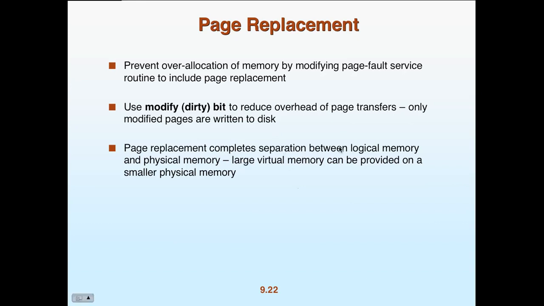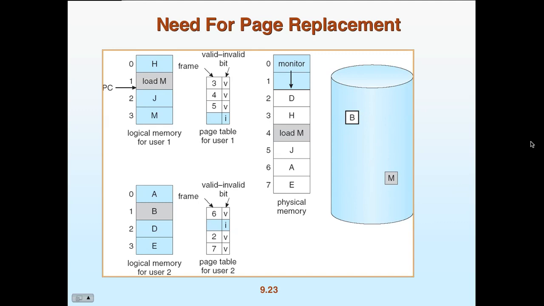So page replacement completes the separation between the logical memory and the physical memory. Large virtual memory can be provided on a smaller physical memory. When we introduce page replacement to the concept, we don't need as much physical memory anymore. So we can have systems with a very small physical memory, using page replacement algorithms that are very fast, and all of a sudden we have a system that runs a lot quicker than one given a lot more memory.